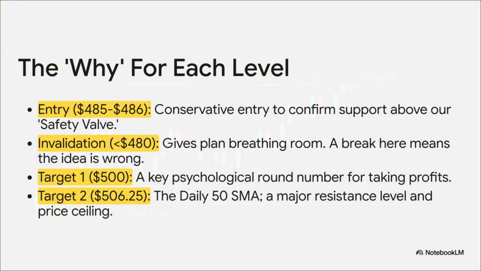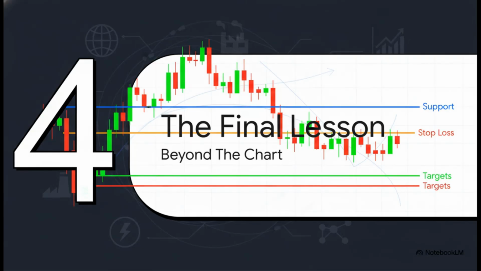As for the targets, 500 is a big, round, psychological number where traders just naturally tend to take profits. And that final target, 506.25, yep, that's that major resistance level, that ceiling we saw way back on the daily chart. Okay, we're almost there.